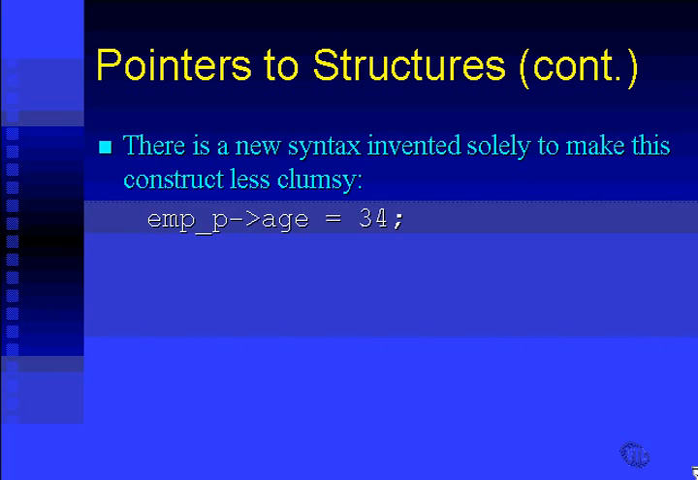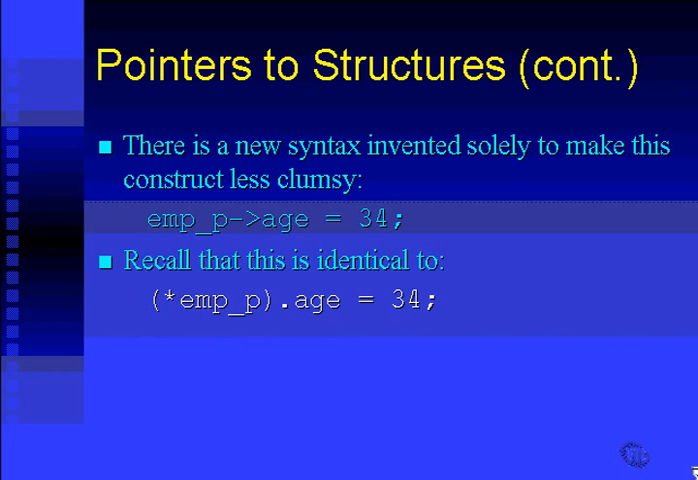Compare this with what we just had on the previous slide a moment ago. Brackets star emp close brackets dot age. Instead, we've got emp pointing to age. It's much simpler syntax.